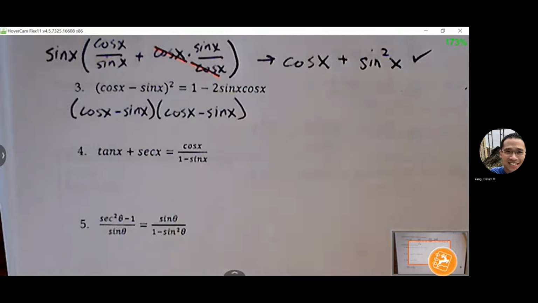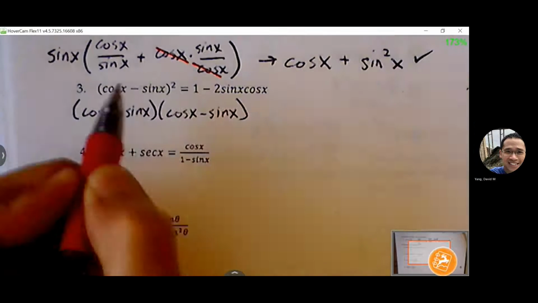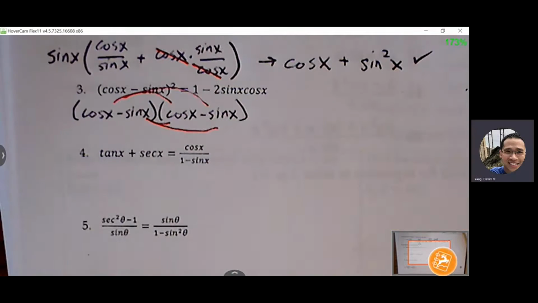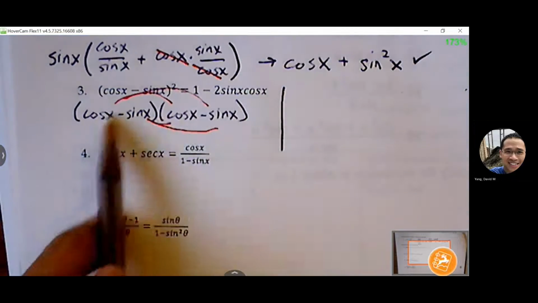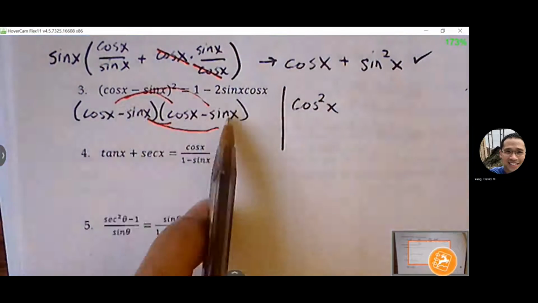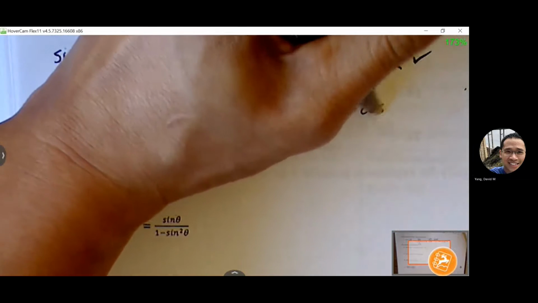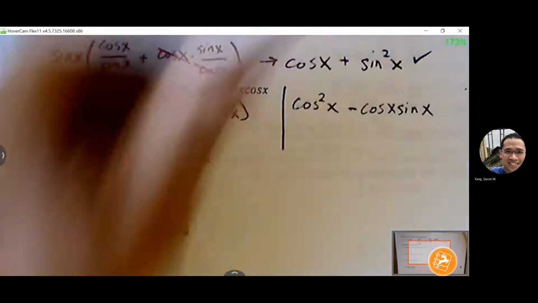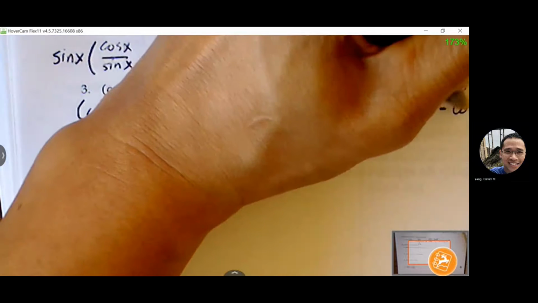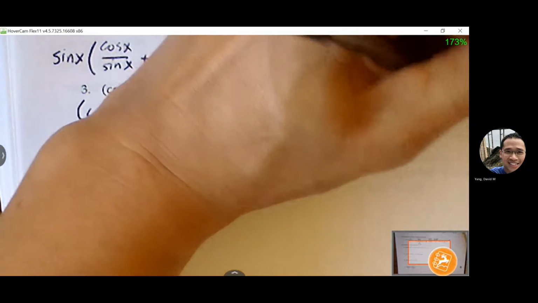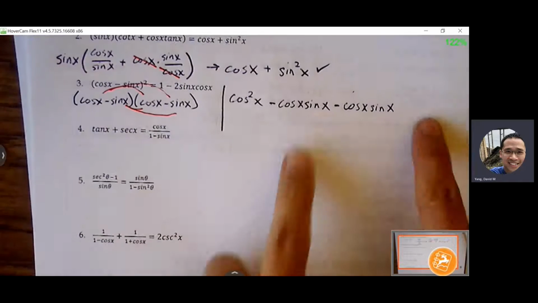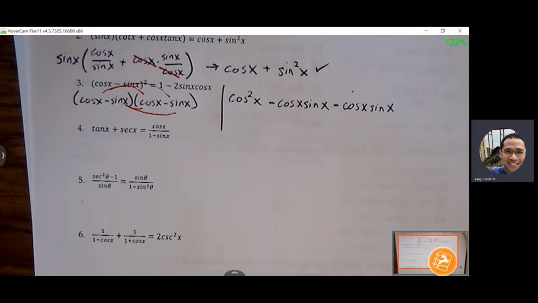So cosine times cosine. Know that we're looking at four terms, right? You can have it written as sine x, cosine x. That's fine. The order is not going to matter. They're both still the same.